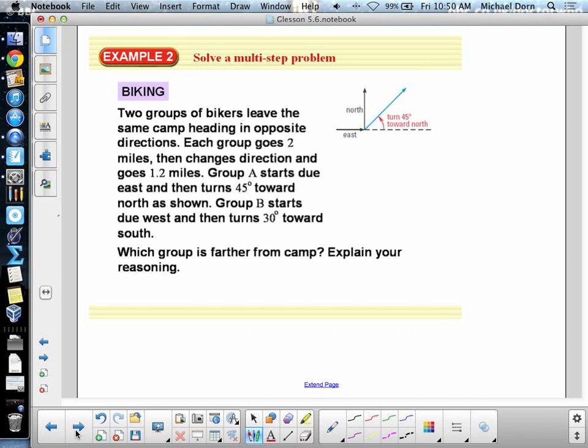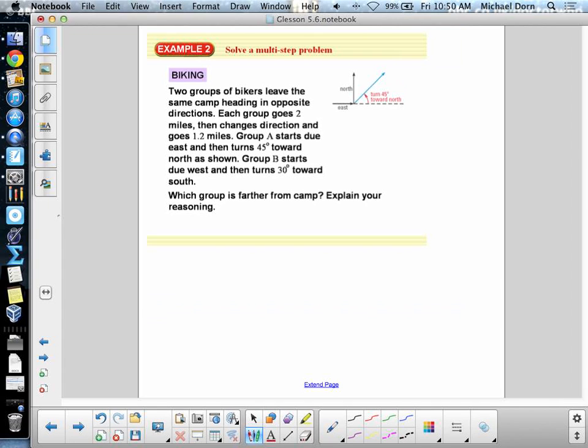This is kind of a fun problem. Two groups of bikers leave the same camp heading in opposite directions. Each goes 2 miles, then changes direction and goes 1.2 miles. Group A starts due east and turns 45 degrees towards the north as shown. Group B starts due west and turns 30 degrees towards the south. Which group is further from the camp? Explain your reasoning. All right.